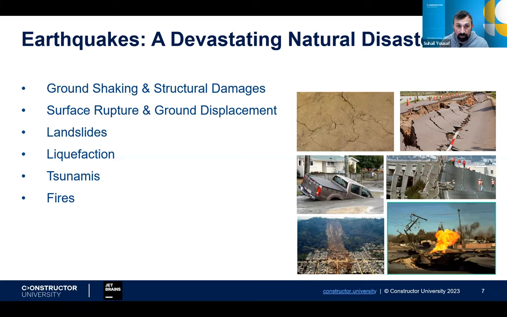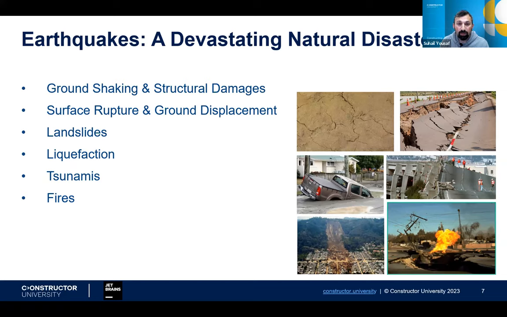Similarly, fault rupture. Fault rupture occurs when stress accumulated along a geological fault is released during an earthquake, causing the ground to break and shift. This movement can result in surface displacement and damage to infrastructure built across fault lines. Despite these primary effects, the specific damage caused by earthquakes manifests through various mechanisms.